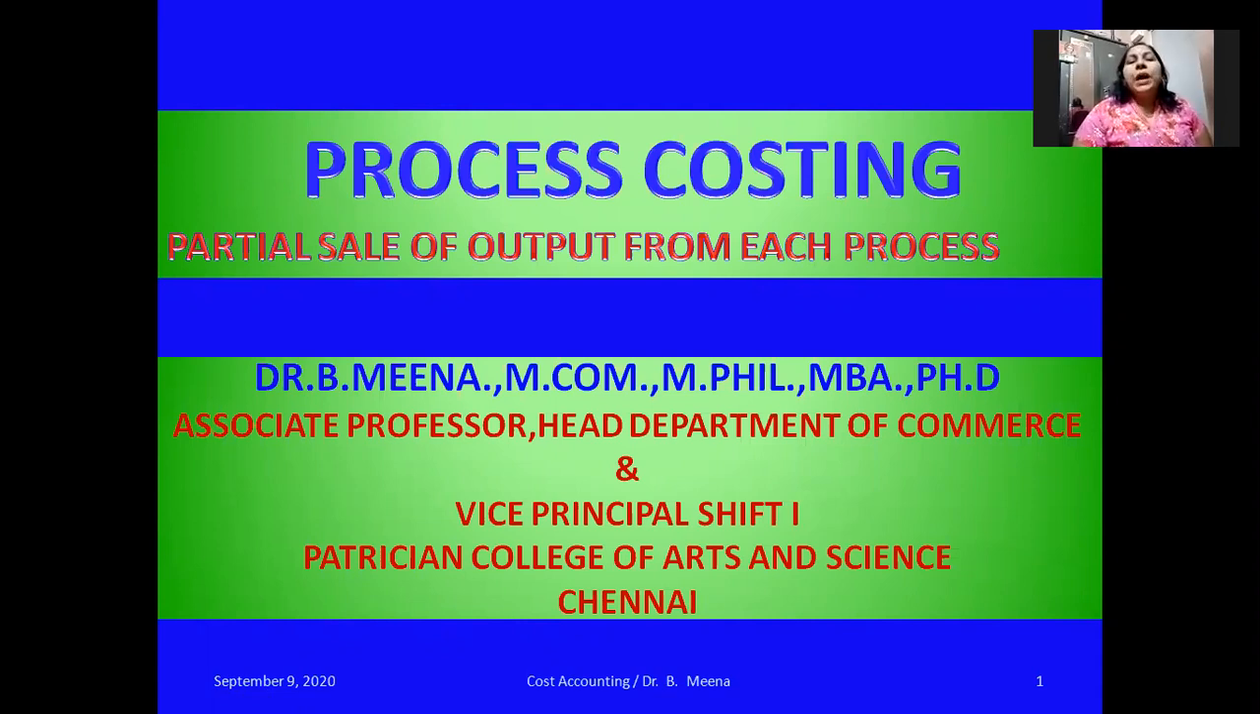In this video, I'm going to teach you how to prepare process accounts when the output is going to transfer to some extent to the warehouse and some extent of output is going to transfer to the next process. That is what we call partial sale of output from each process. Let me check one problem.